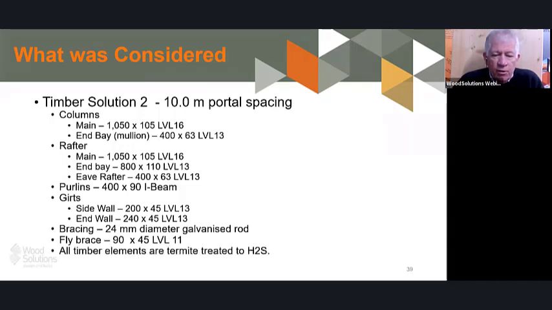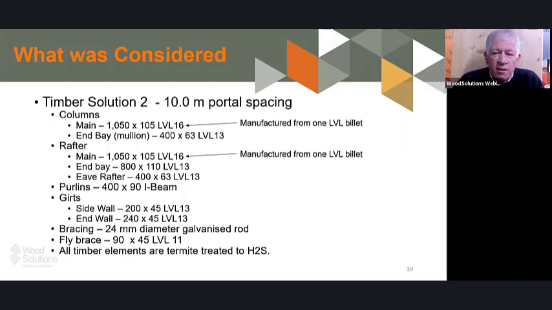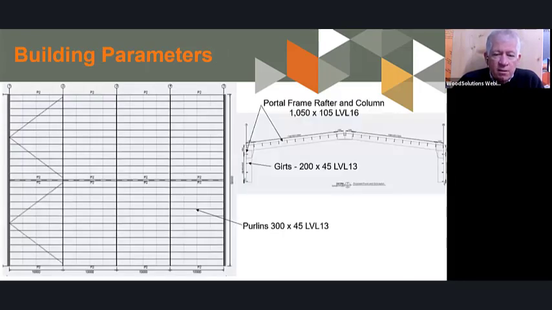All the timber elements were termite treated to H2S. Just note that this is manufactured from the LVL billets, and that's a key point which I'll keep emphasising: you want to keep the cost of fabrication down by using standard sizes. So here is a visual description, with the purlins, girts and portal frame as shown in the diagram.